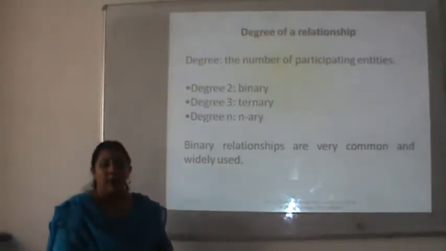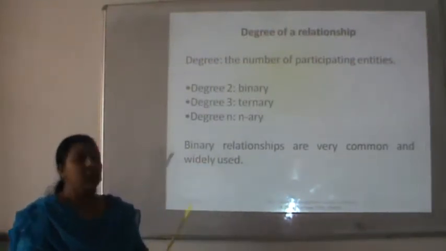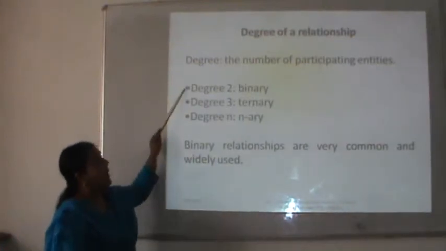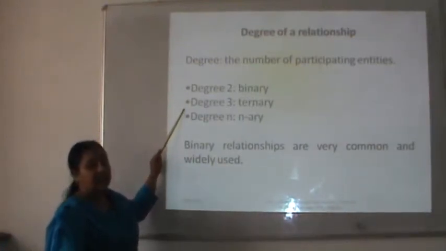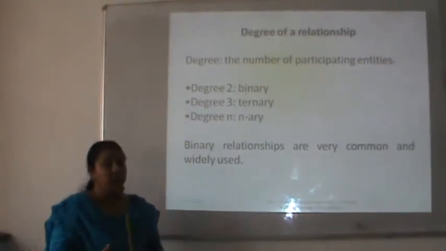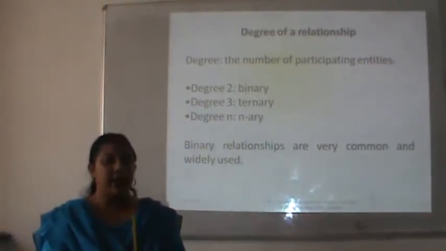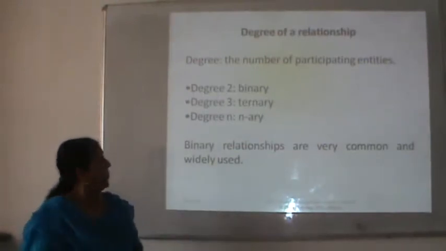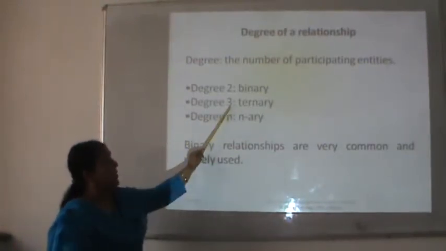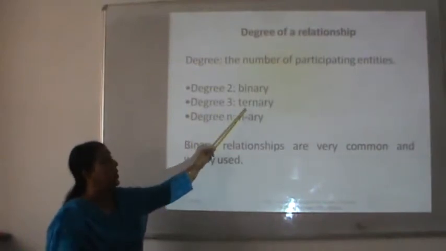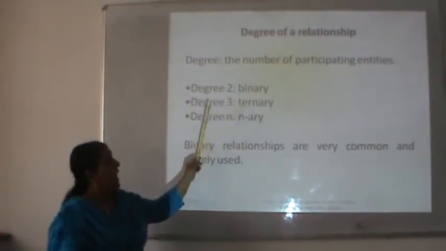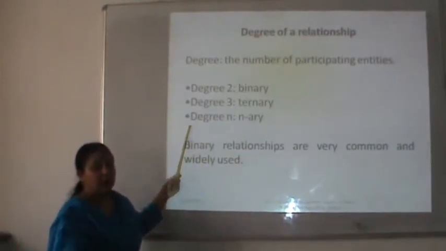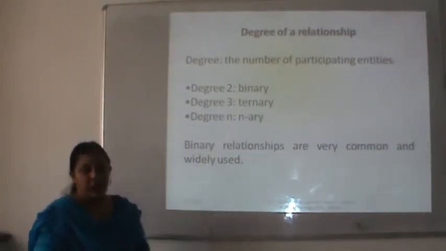Now, degrees of relationship. Degree of relationship is the number of participating entities. If in a relationship there are two entities that are participating, it is called a binary relationship. If there are three entities involved, it is called a ternary relationship. And if there are more than three, n number of entities involved, it is called an n-ary relationship.